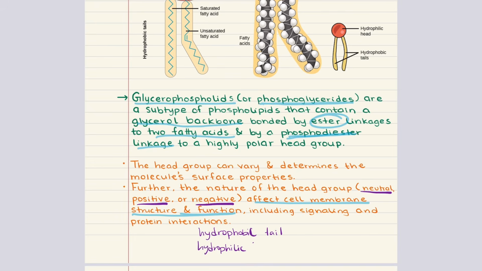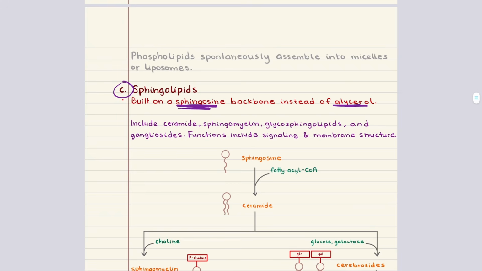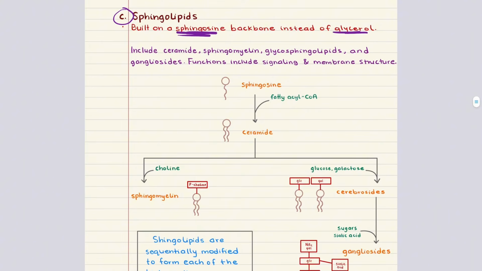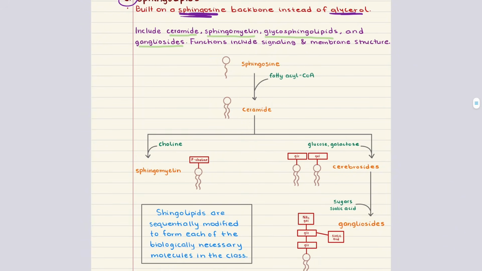Now, not all membrane lipids are built on glycerol. Sphingolipids, for example, use a sphingosine backbone instead. They still have a long hydrophobic tail and polar head groups, but their chemistry and their biological roles can be quite different. Sphingolipids include several subtypes such as ceramide, sphingomyelin, glycosphingolipids, and gangliosides. And each of these molecules has specific functions. But overall, we can say that sphingolipids play big roles in both membrane structure and cell signaling.